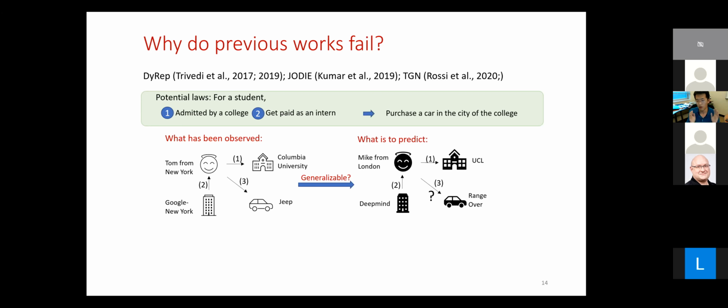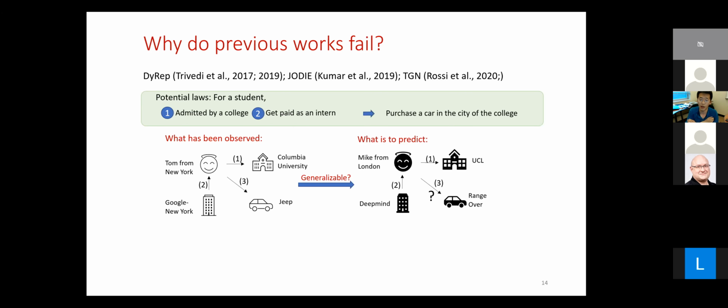Suppose our model tries to learn this behavior by using students in the US. For example, something like here. It is trained on Tom, who is from New York, and suppose our model indeed observed this sequence: Tom got admitted by the college, also did some summer internship, and Tom may want to purchase a car in New York City.